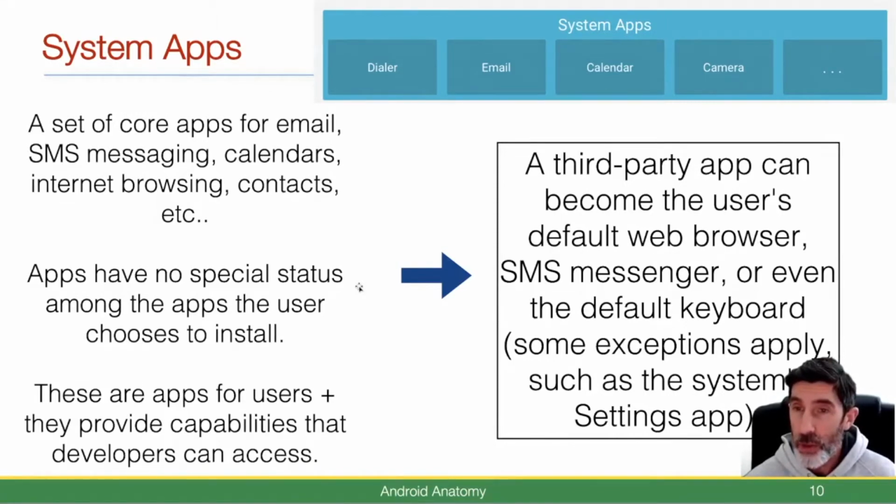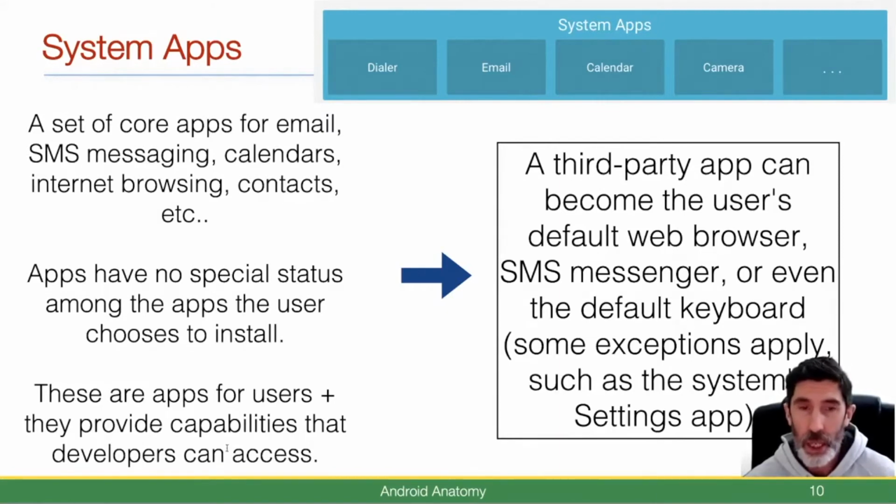So just a final point to note there, a third-party app can become the user's default web browser, SMS messenger, or even the default keyboard, right? But some exceptions do apply, right? Such as the system settings apps. You can't really change the settings app. Most of the other ones you can, okay? Again, because this is open source, and because the native apps have no special status, as we've mentioned there, versus any other apps that the user wants to install, okay? So if you were building your own SMS messenger app, the user could decide to set that as the default app with very minimal setup.